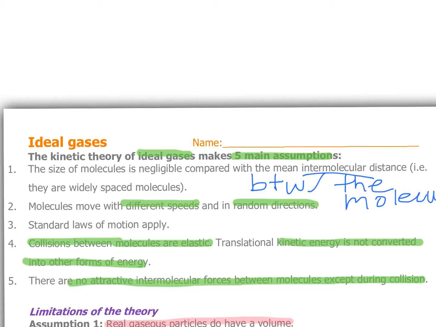And there are no attractive intermolecular forces between molecules except during collision. So these are our assumptions. So no attractive forces, meaning that these molecules get near one another and it doesn't actually change their direction at all. Now, 2 of these assumptions don't always apply to real gases. These are ideal gases. These assumptions make our calculations very simple, but they are not always applying.